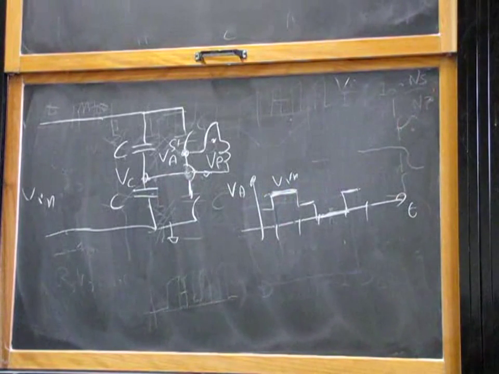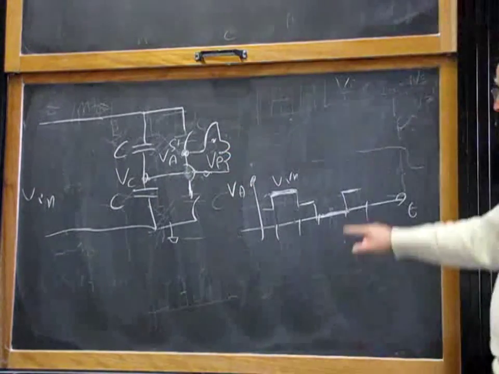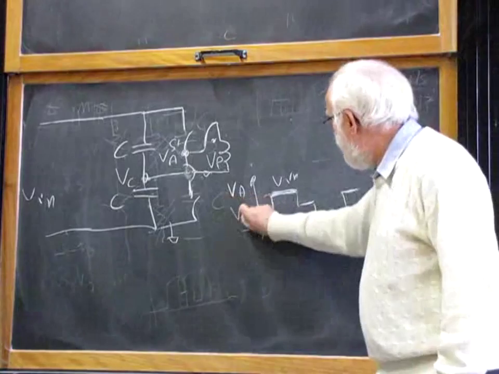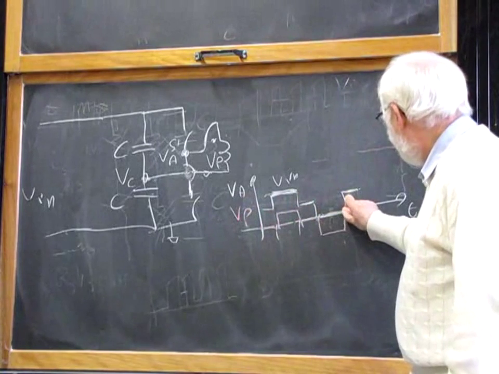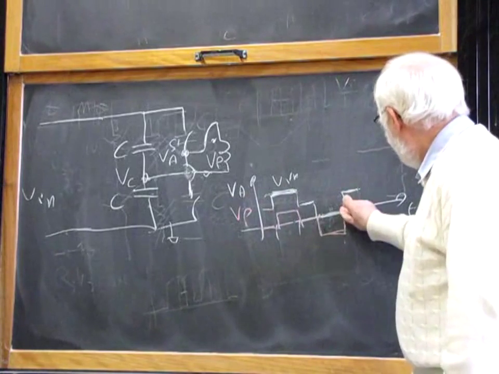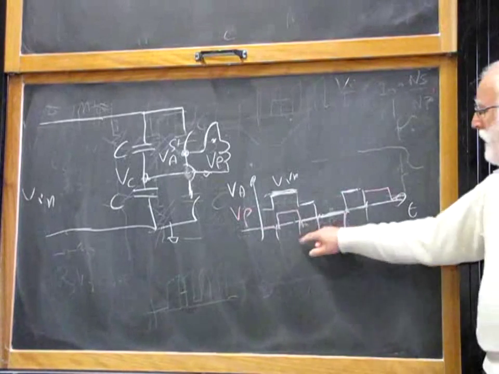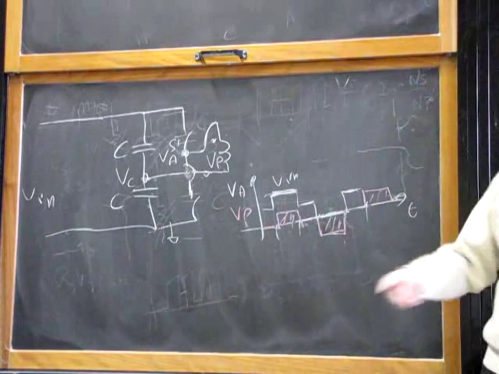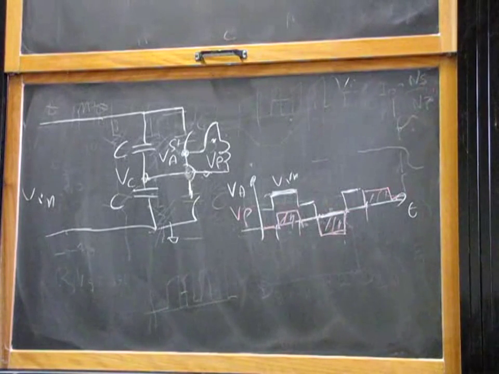Okay. What is the primary voltage? Primary voltage is exactly this same waveform shifted down by Vc. And so the primary voltage Vp will be this one. And hopefully this area will be equal to this area. What if it's not true? Because the two switches are not exactly the same, the two on times are not exactly the same.